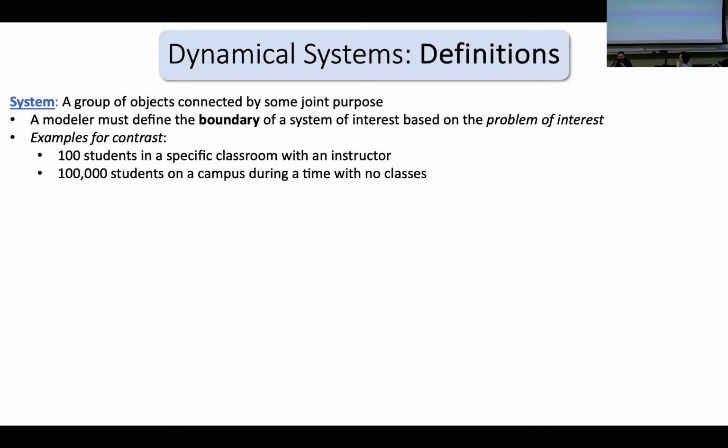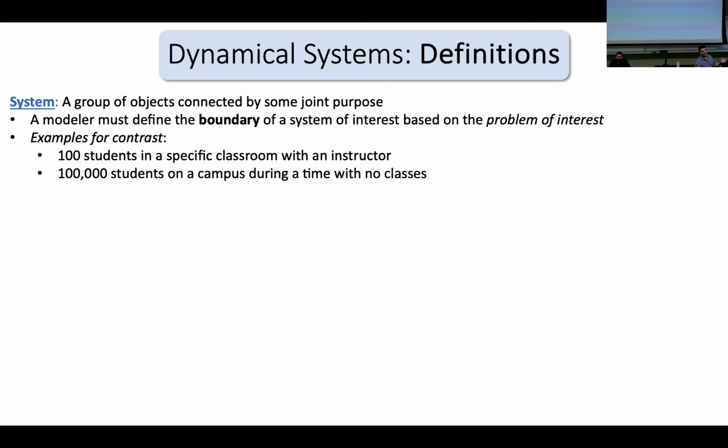So deciding on that boundary can be very difficult. As an example here, if I'm modeling a classroom, I only need to care about the number of students and the resources used in that classroom. But if I'm modeling a university, then I need to include a lot more at a high level, but maybe I leave out things that really only apply to classroom operations.